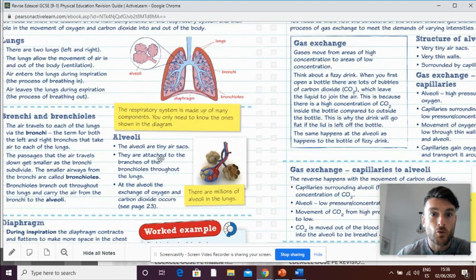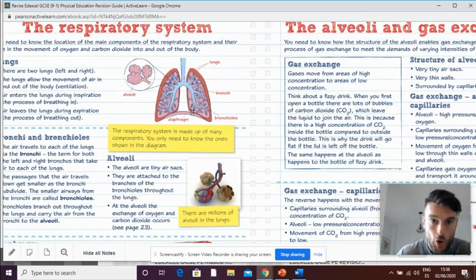As well as the diaphragm, we also have intercostal muscles. The intercostal muscles are attached to the ribs or next to the ribs. What they also do is contract and expand, and that expansion of the diaphragm and the intercostal muscles creates a bigger thoracic cavity.